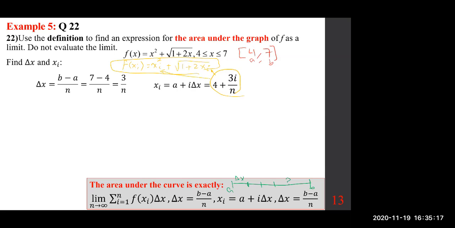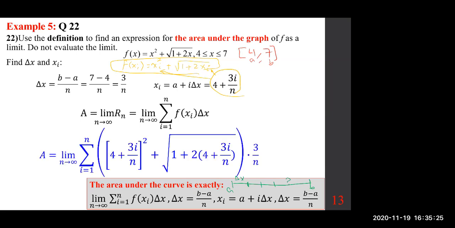Four plus 3i over n. Let's replace it. See what you get. So 4 plus 3i over n. So we are replacing x of i with 4 plus 3i over n. And we can leave it like that for now. This is just the expression we wanted to come up with.